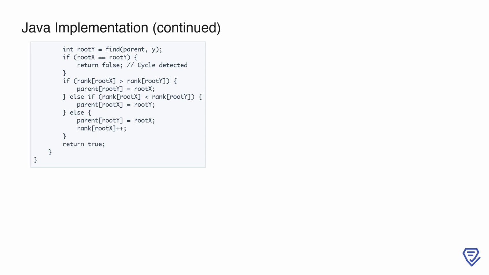The find method uses path compression to optimize the lookup of a node's root parent, ensuring efficient queries. The union method merges two sets based on their rank, which represents the height of the tree rooted at each node. If the roots of the two nodes are the same, it means adding this edge would create a cycle, so we return false. Otherwise, we merge the smaller tree into the larger one to maintain balanced structures, updating the ranks accordingly. If the ranks are equal, we increment the rank of the new root. Once the union is complete, we return true to indicate that the edge was successfully added without forming a cycle.